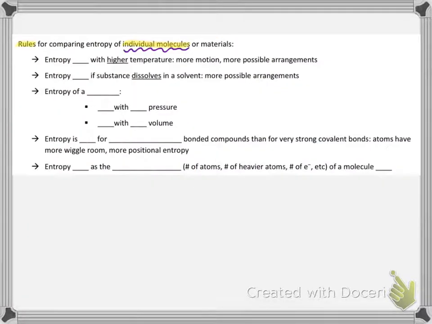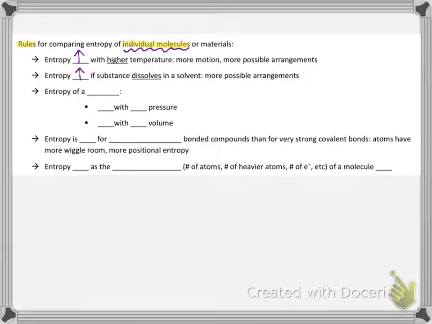If you're comparing individual molecules or materials, something at a higher temperature will have more entropy, because at a higher temperature there's more motion, more possible arrangements. And, as we talked about, entropy will increase as something dissolves, more possible arrangements.